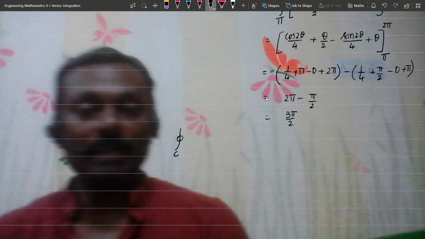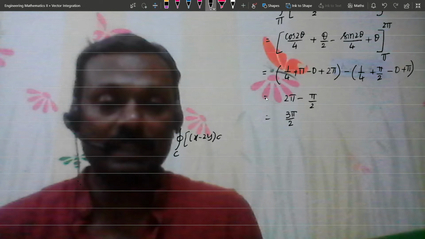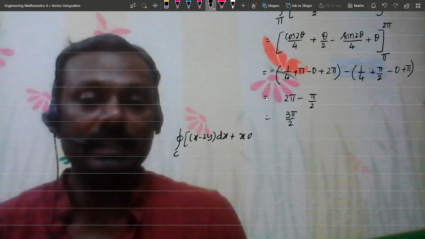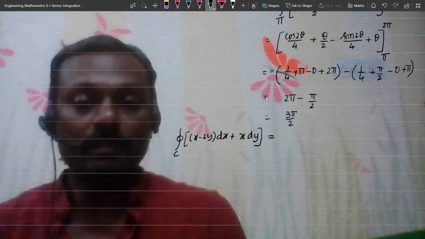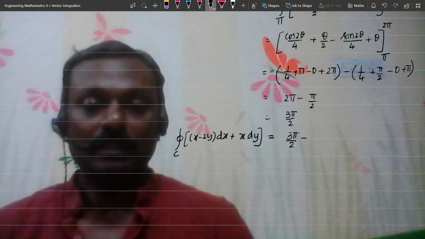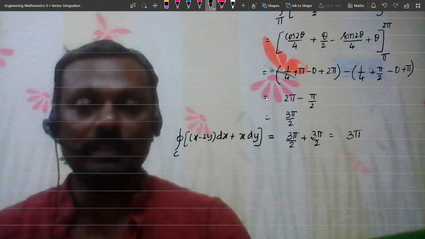So summing up, the closed integral over C of (x minus 2y) dx plus x dy is equal to the integral along C1 plus the integral along C2, which is nothing but 3 pi by 2 plus 3 pi by 2, which is 3 pi.